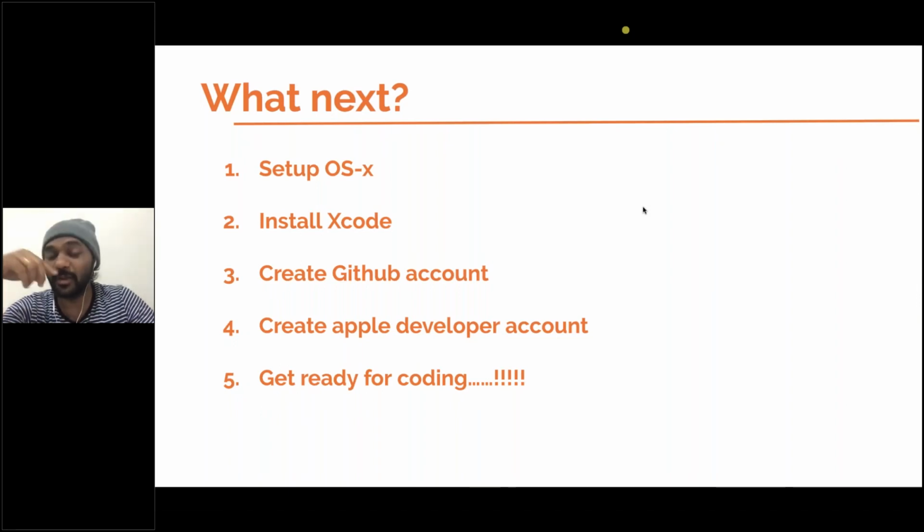Second, once the operating system is ready, download the DMG file, and through the DMG file you can install Xcode. Take a pen drive, 5 GB or 10 GB, and dump it into your system. Then Xcode is ready. After that, we need a GitHub account.